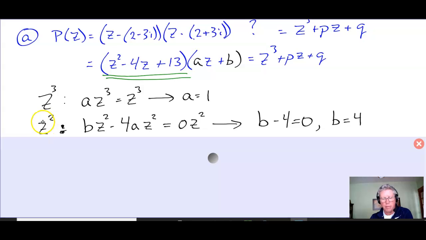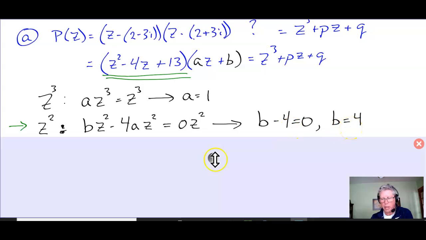If I'm doing z squared here, what I'm thinking about is what would I multiply up here so I would get a z squared? Well, z squared times b would give me a z squared, and 4z times the az would also give me a z squared, and 13, no, there's nothing. So I go over here and there's 0. So I pull the coefficients and I get my b equal to 4.